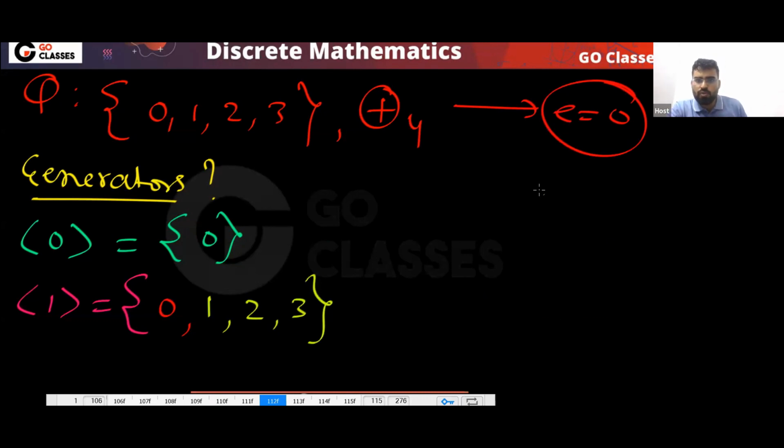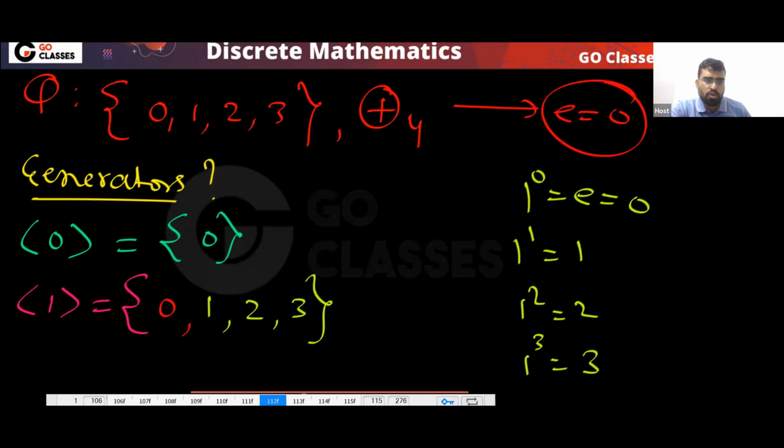Because what is 1 power 0? That is 0, the identity element. 1 power 1 is 1. 1 power 2 is 2. And 1 power 3 is 3. So you can notice 1 can generate everything. If this is your G, then this is G.